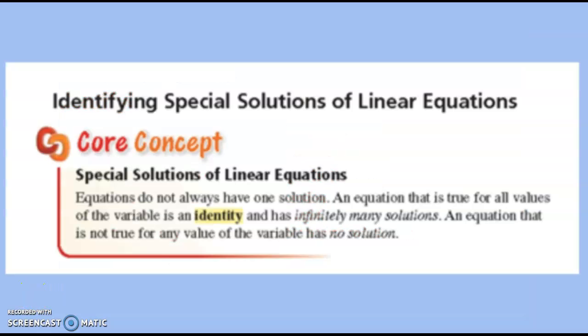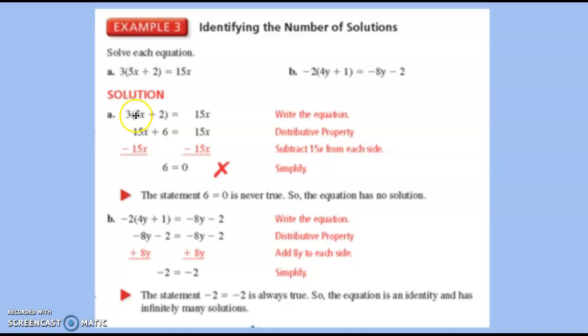To identify special solutions of linear equations, they don't always have one solution. An equation that is true for all values of the variable is an identity and can have infinitely many solutions. An equation that is not true for any value of the variable has no solution. So this is basically saying that there could be one solution, infinitely many solutions, or no solution at all. Let's look at these examples.